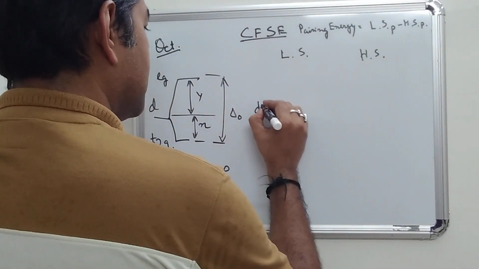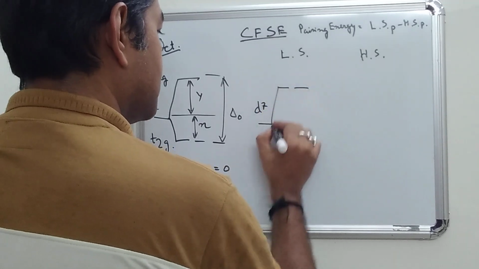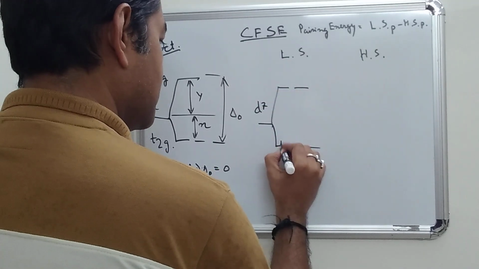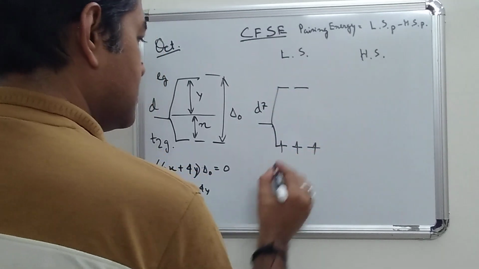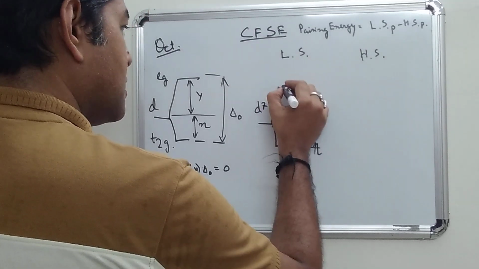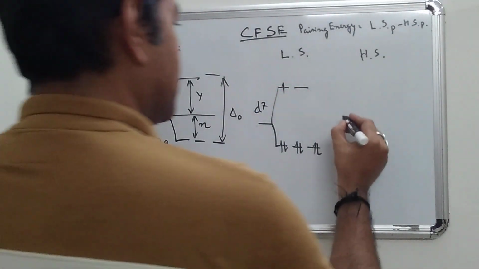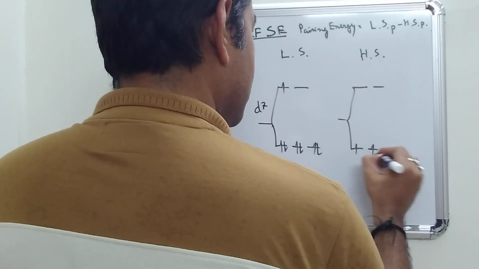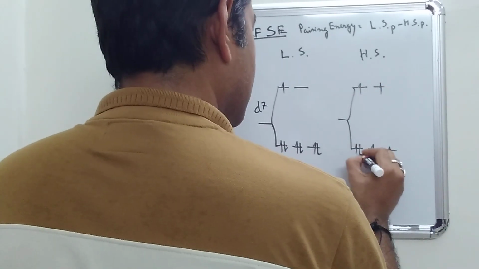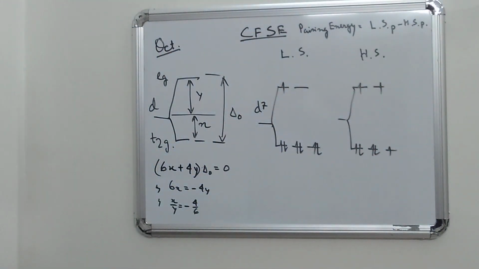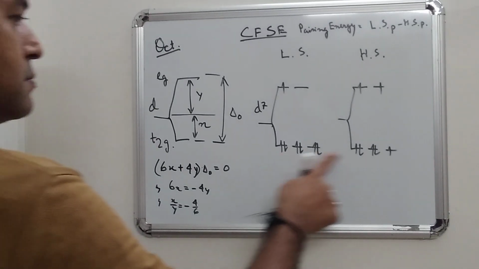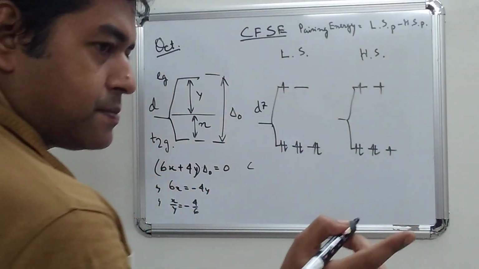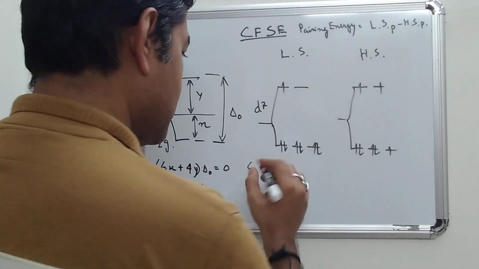Another system, d7, what happens? For the low spin complex, the 7 electrons will be 1, 2, 3, 4, 5, 6, and the last one in the Eg orbital. For the high spin, 1, 2, 3, 4, 5, 6, 7. So the difference between the pairing energy, 3 minus 2, equals 1. So the value of P will be 1.